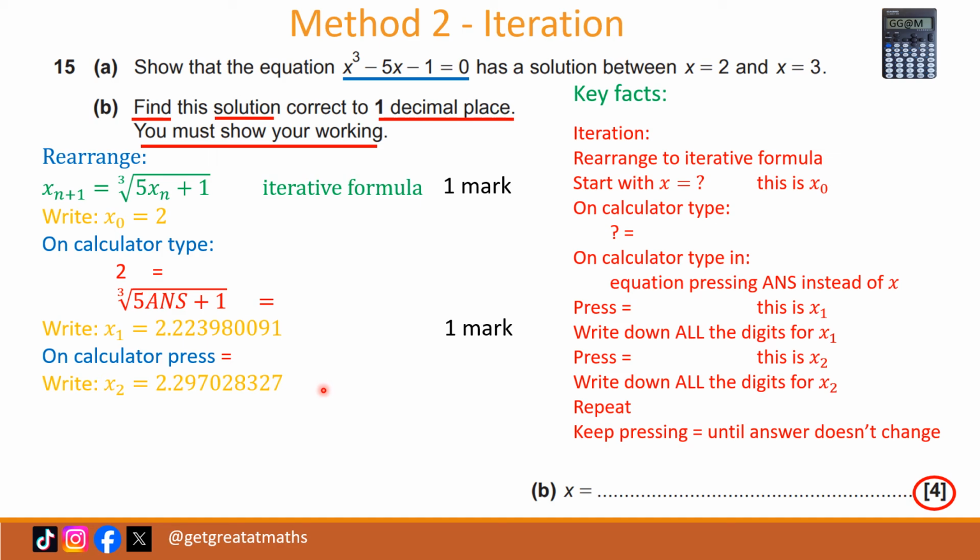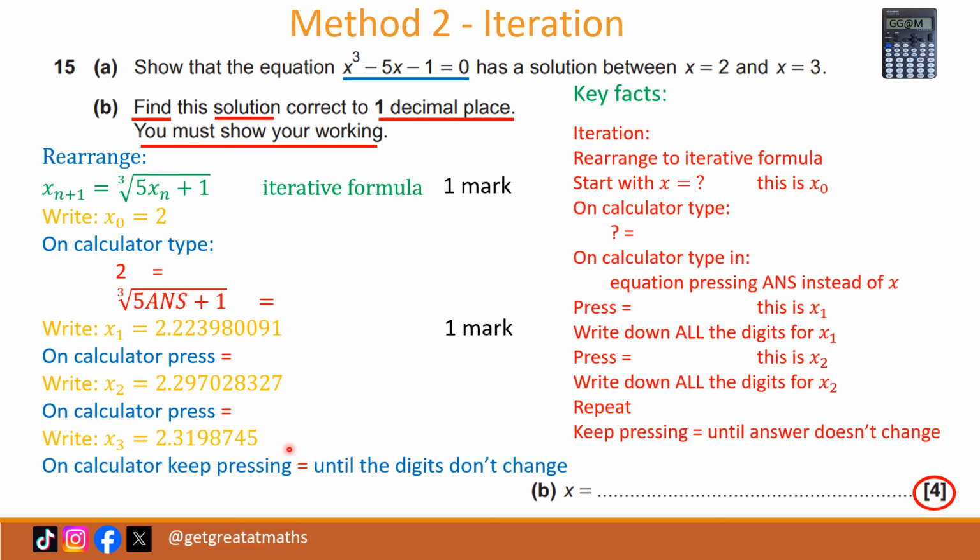You need to write down all the digits for x2. So in this case, x2 is equal to 2.297028327. And if you press equals again, that will give you the value for x3. Now you could keep pressing equals lots of times, but you need to make sure that you normally write down the first 4 or 5 solutions. So we've got x1, x2, x3. And you just keep pressing equals and write down the values each time until the digits no longer change.